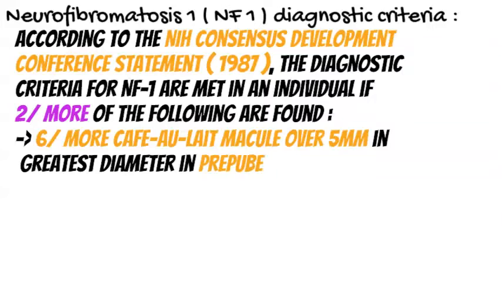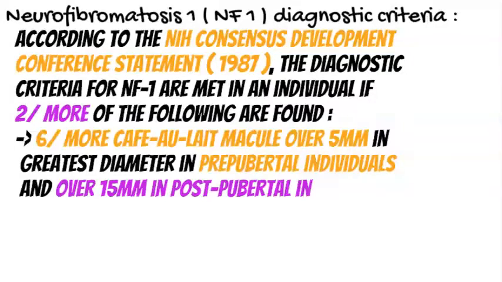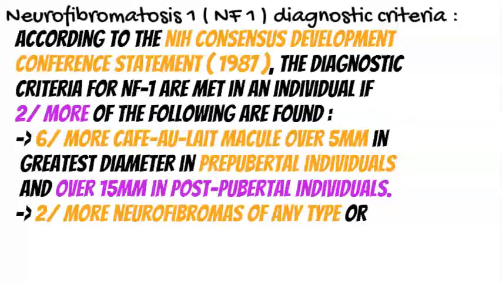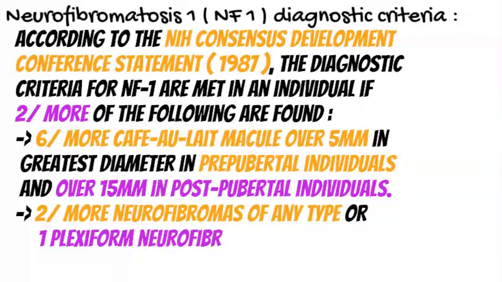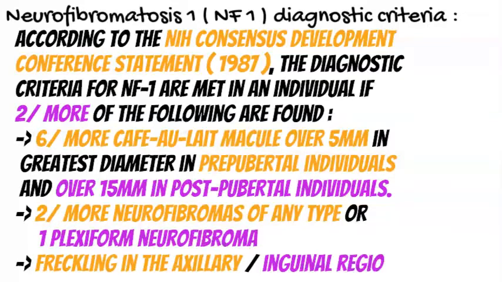6 or more café-au-lait macules over 5 mm in greatest diameter in prepubertal individuals and over 15 mm in postpubertal individuals. 2 or more neurofibromas of any type, or 1 plexiform neurofibroma. Freckling in the axillary or inguinal region.